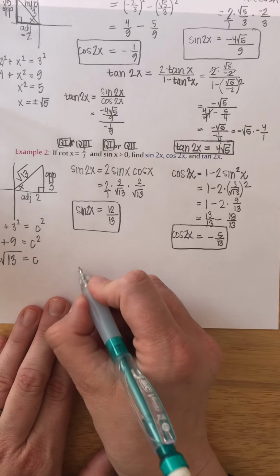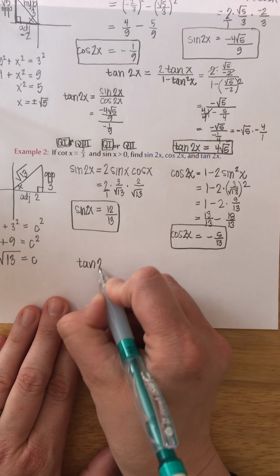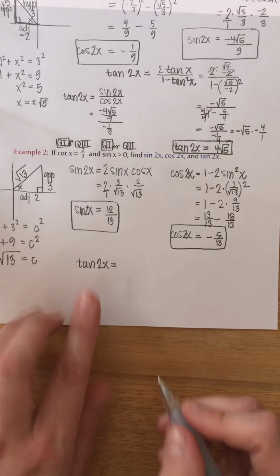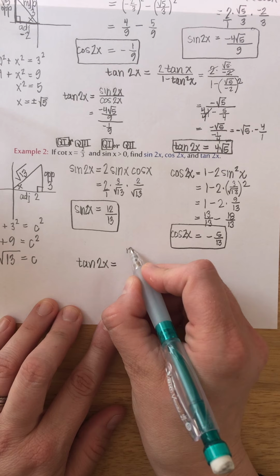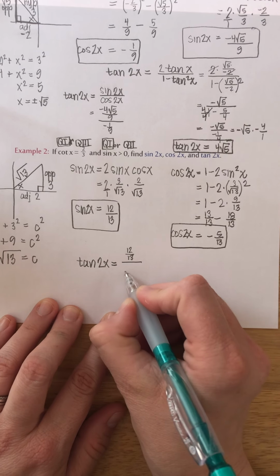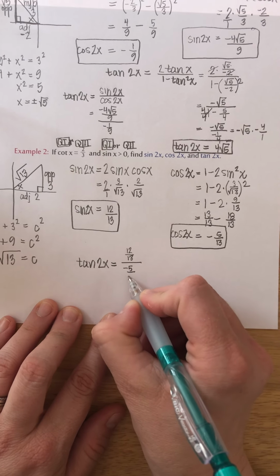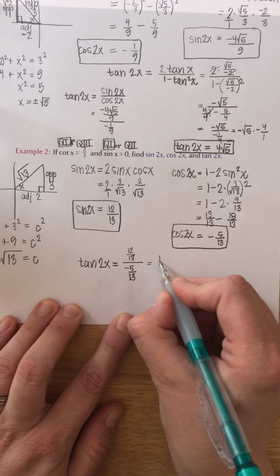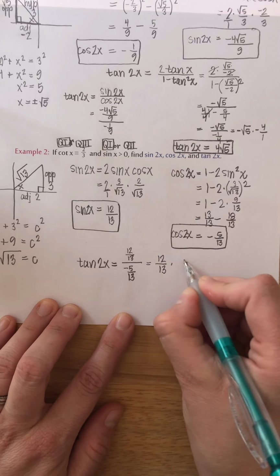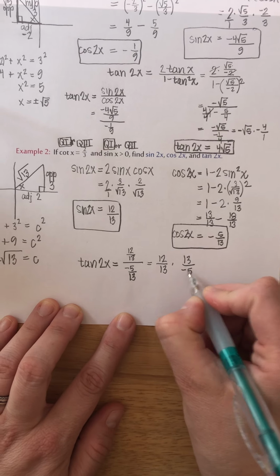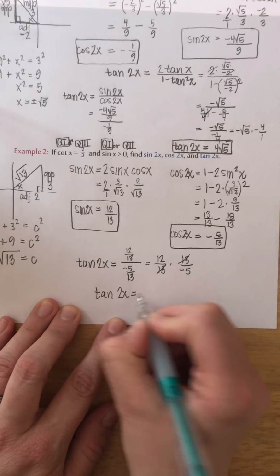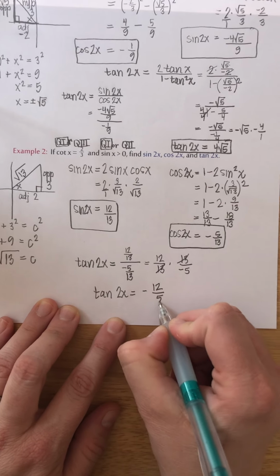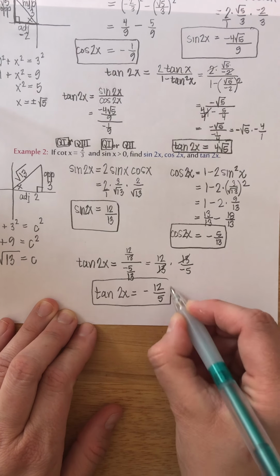And I'm going to take the shortcut here for tangent of 2x, which just means we're going to do sine of 2x divided by cosine of 2x. So sine of 2x is 12 thirteenths. We're going to divide it by cosine of 2x, which is negative 5 over 13. We're going to turn this into multiplying by the reciprocal. The 13s cancel out, and tangent of 2x is going to be equal to negative 12 fifths. So pretty easy. Just got to know those formulas.